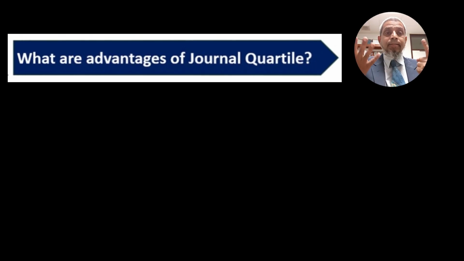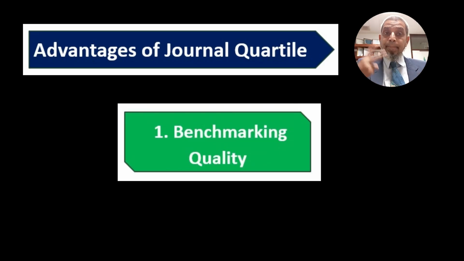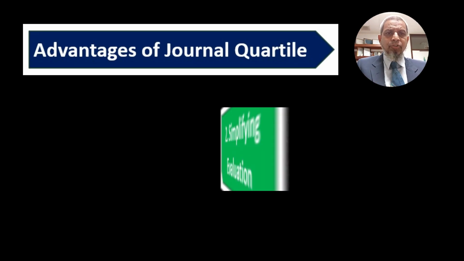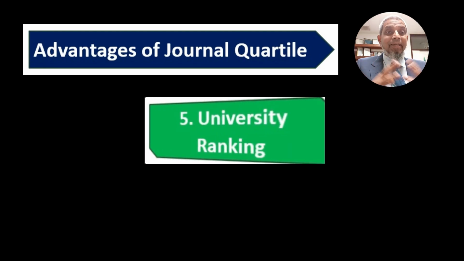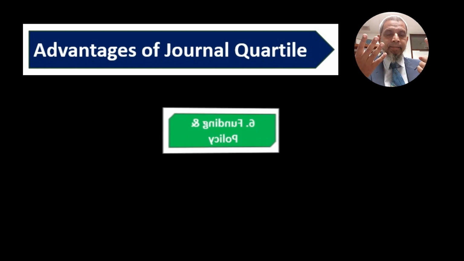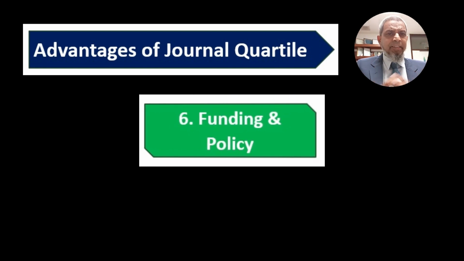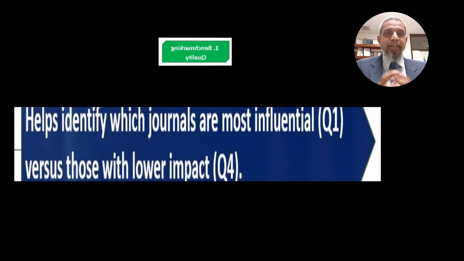There are 6 important advantages of journal quartiles. Number 1, benchmarking quality. Number 2, simplifying evaluation. Number 3, academic decision making. Number 4, institutional assessment. Number 5, university ranking. Number 6, funding and policy. I will explain here each advantage.